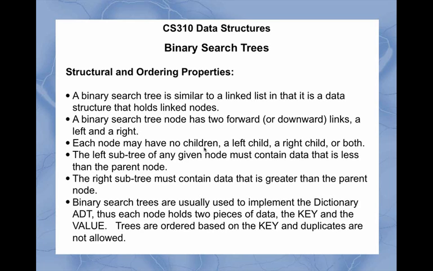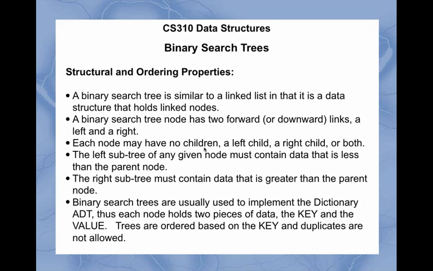The left subtree of any given node must contain data that is less than its parent. And then the right subtree must contain data that is greater than the parent node. And again, as I mentioned, we can look at this recursively and say that any node is in and of itself a binary search tree, and thus every element to the left of any node must be smaller than the data at that node. And similarly, any data to the right of that node must be larger.